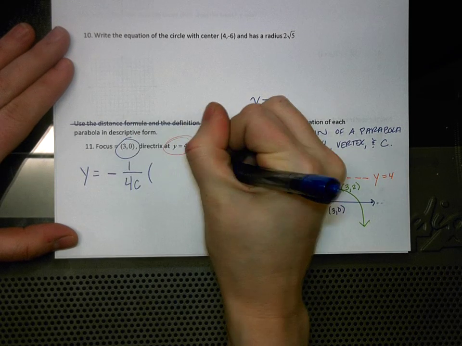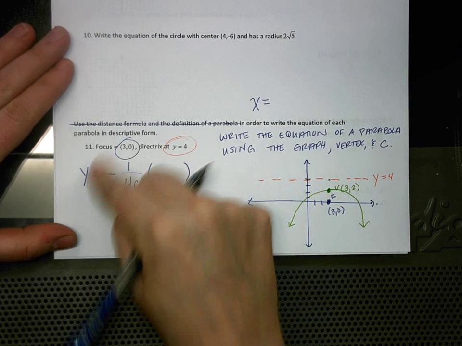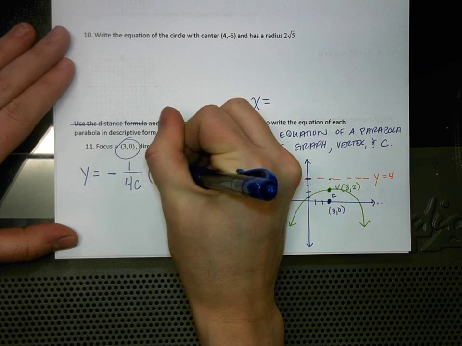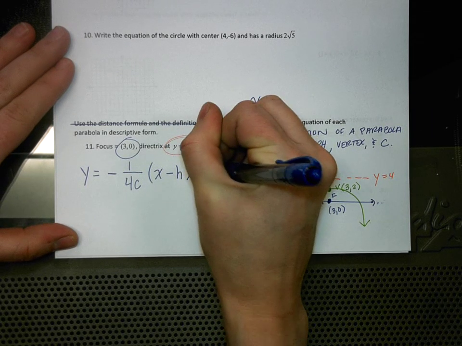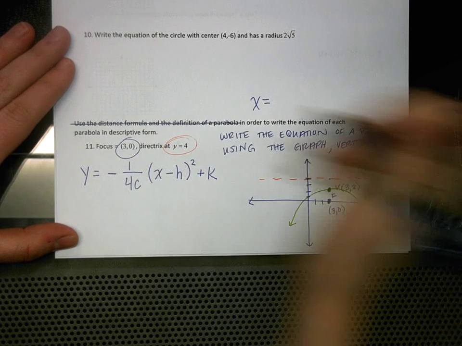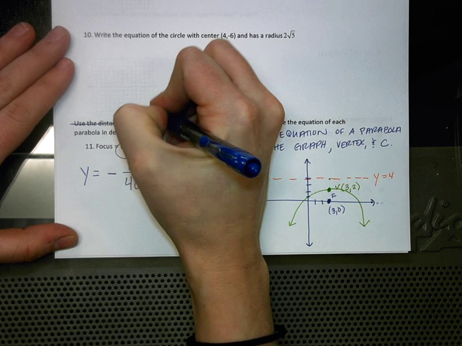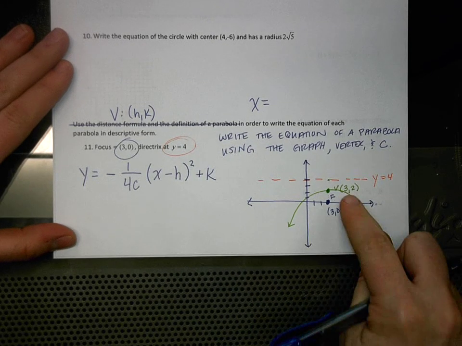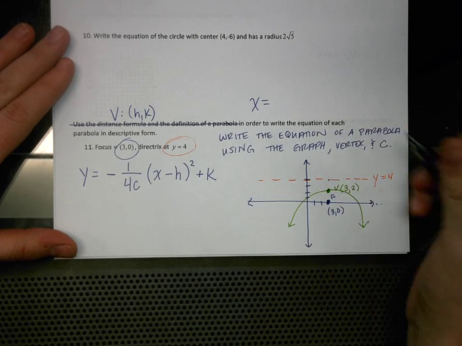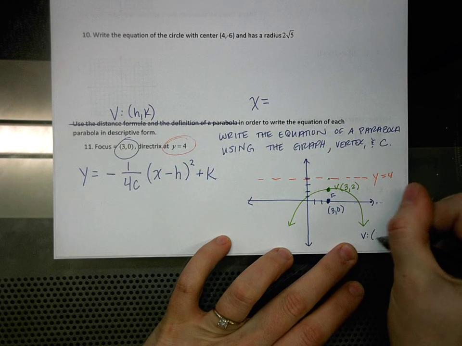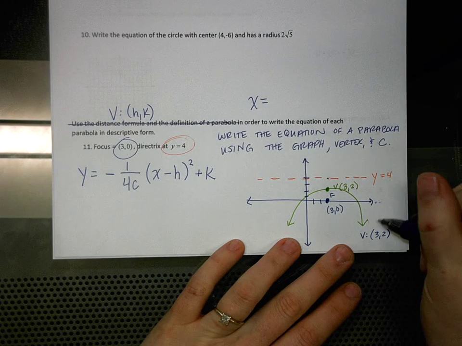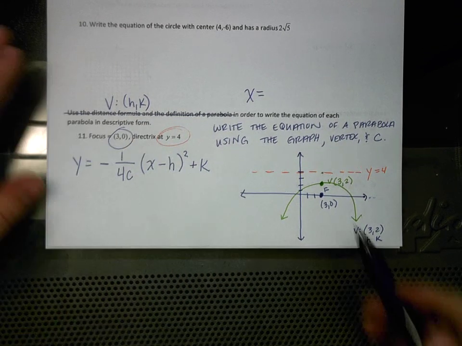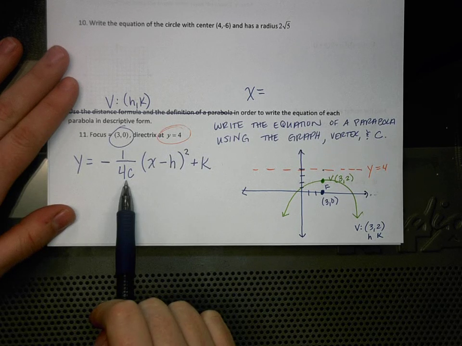All right, then in vertex form, I have my a value, which is 1 over 4c, and then I have x minus h squared plus k, where h and k stand for the vertex. So on this specific problem, my vertex is 3, 2. So my h value is 3, my y value, or my k value, is 2. In a minute, we're going to plug those in for h and k. But first, let's find our c value.